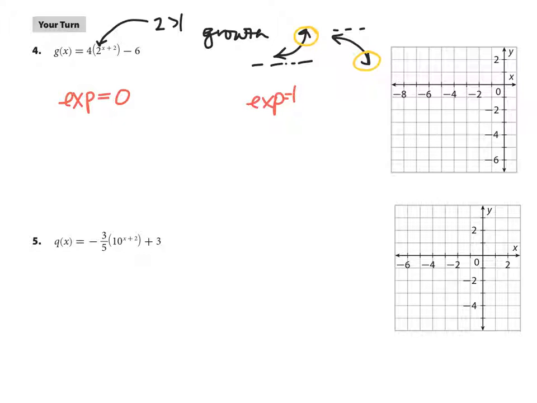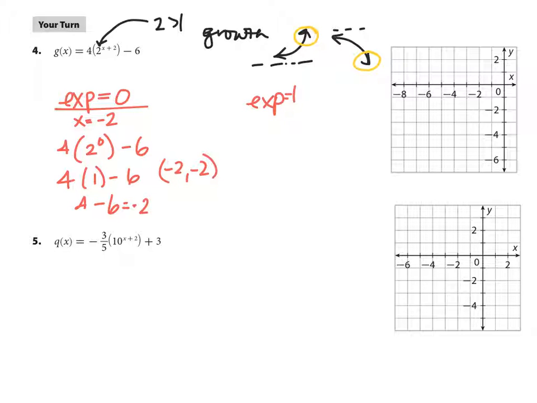So if I think about exponent of 0, if I make x -2, then my exponent is going to be 0. So if I do that, I'm going to end up with 4 times 2 to the 0 minus 6. Well, 2 to the 0 is just 1, so that's 4 times 1 minus 6, and 4 minus 6 just happens to be -2 again. So this first point is going to be -2, -2, because that's the x value I plugged in and the y value I got out. So I'm going to plot that point.